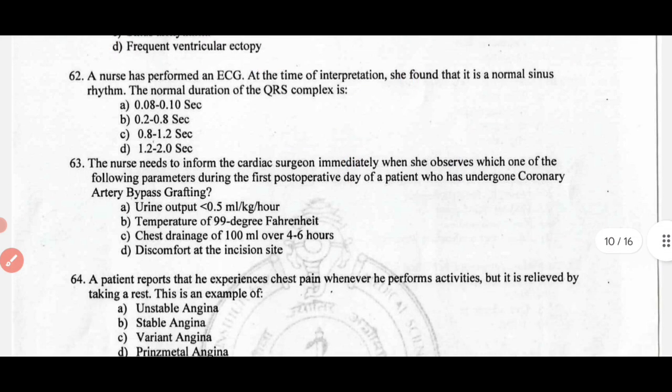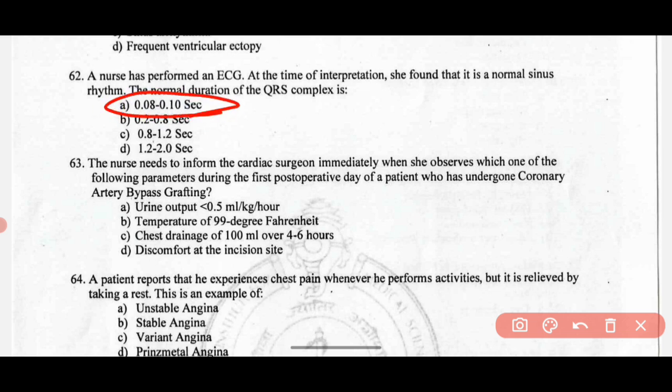Okay, and question number 62: a nurse has performed an ECG. At the time of interpretation, she found that it is a normal sinus rhythm. The normal duration of the QRS complex is... here they are asking for the QRS complex in a normal sinus rhythm ECG. And here the right answer is option A. It is a direct question, so a memory-based question. The direct answer is 0.08 to 0.10 seconds. Option A is the right one.